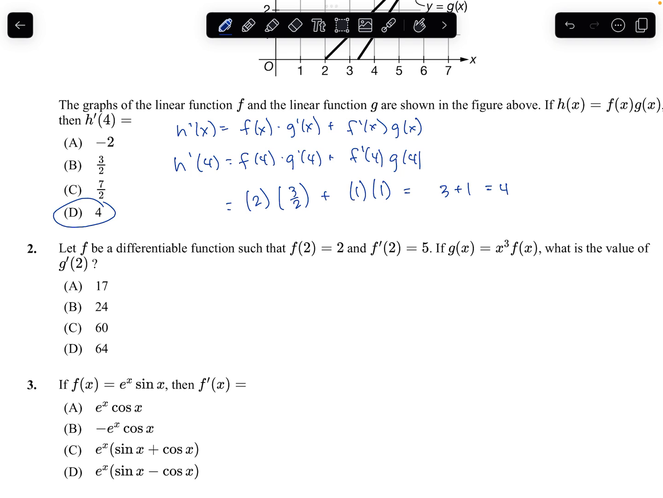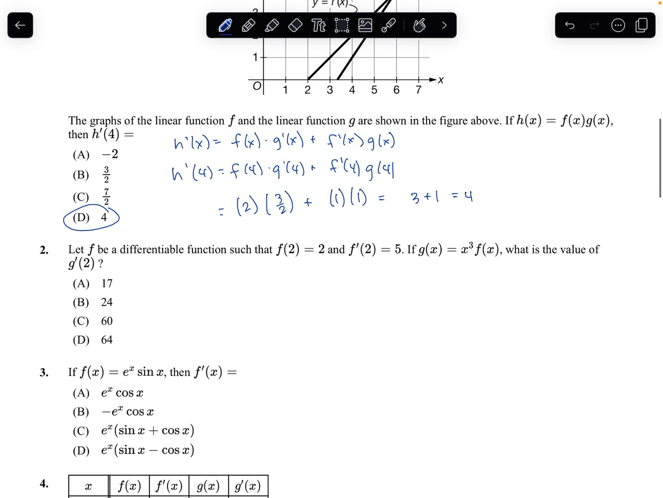Alright, so for 2, we have f of 2 is equal to 2. So this is giving me something that I might need. Same with this right here. And it gives us the function g of x. And what is the value of g prime of 2? Again, we're going to find the derivative of g first, and then we're going to plug in 2. So let's find g prime of x first.